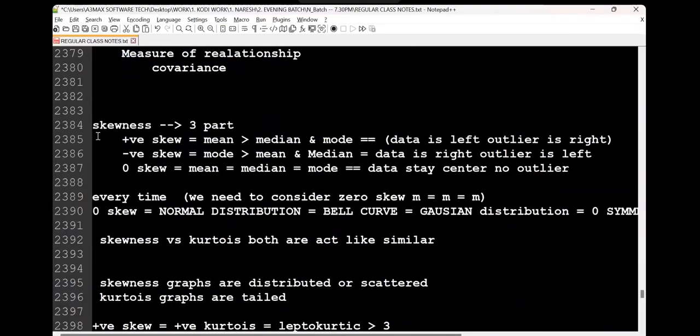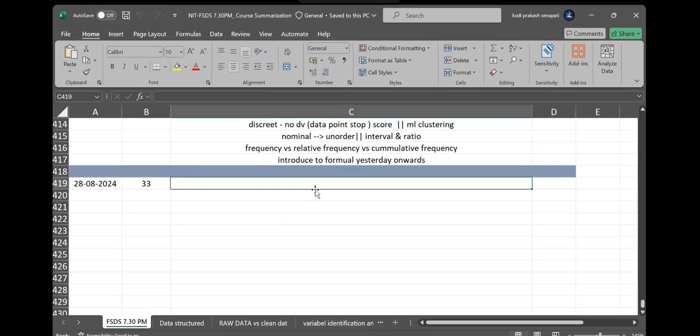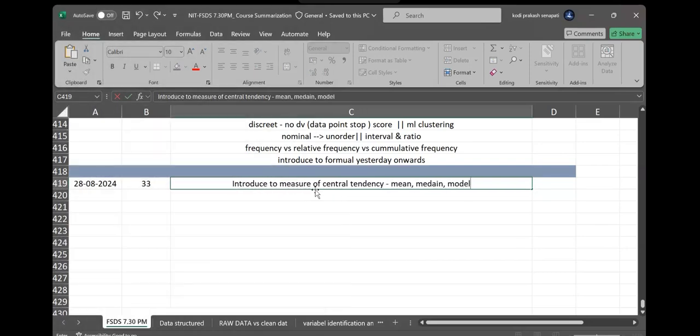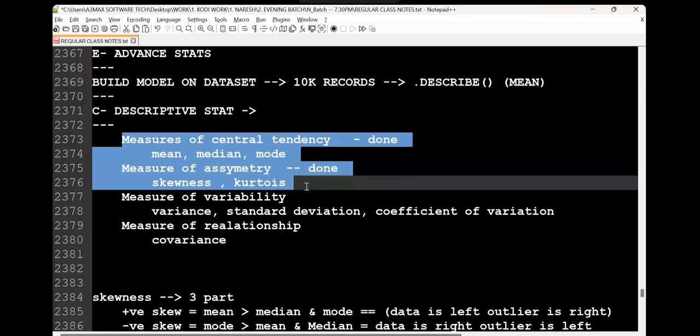The two parts we completed, right guys? The measures of central tendency, and we introduced mean, median, and mode. Okay, we already did this. And then measures of asymmetry.